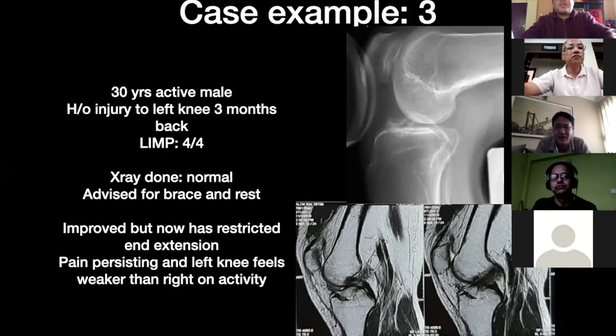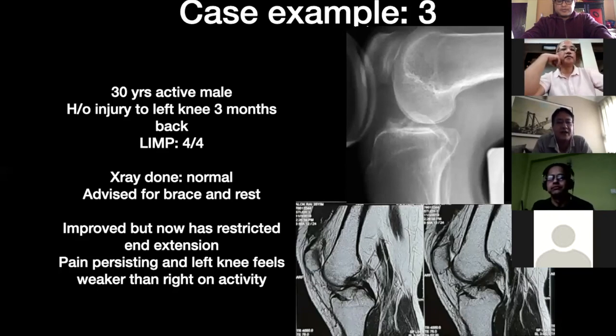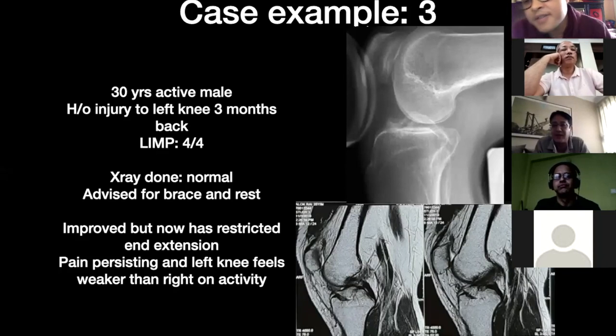If you have such a type of case, how would you manage this case? Rajiv, he is a 30-year-old active male. Here we're dealing with a 30-year-old active male who has a lax Lachman, but his endpoint is firm. What are his normal day-to-day activities? Is he an active sportsman? He's an amateur sportsman. What about the pivot shift? Pivot shift negative.